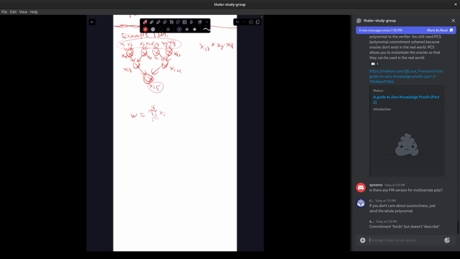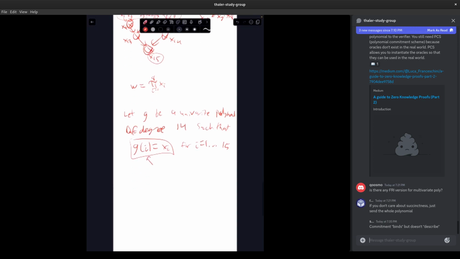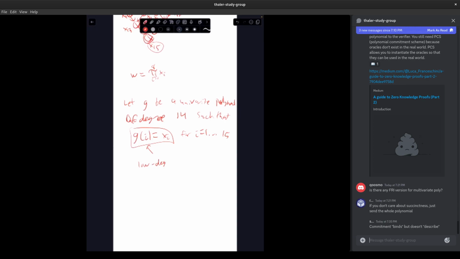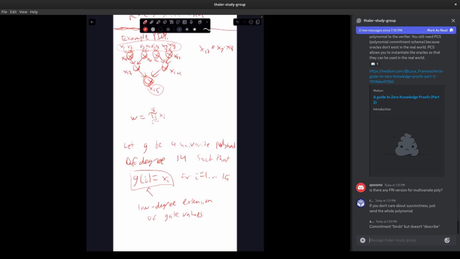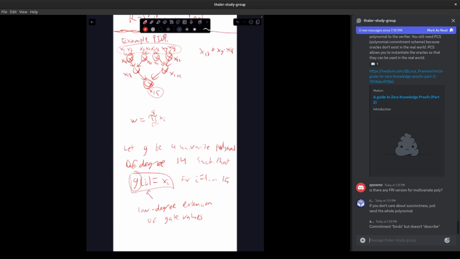So let G be a univariate polynomial of degree 14, such that G of i equals xi for i equals 1 to 15, right? You don't need to know this yet, but this is called the univariate low degree extension of the gate values. Later in the book, I'll call it a circuit transcript. It really doesn't matter. G is a polynomial that assigns a value to every gate in the whole circuit. Okay.